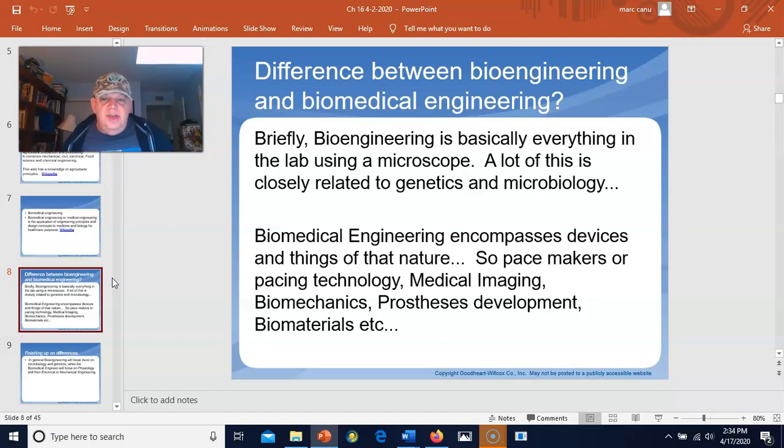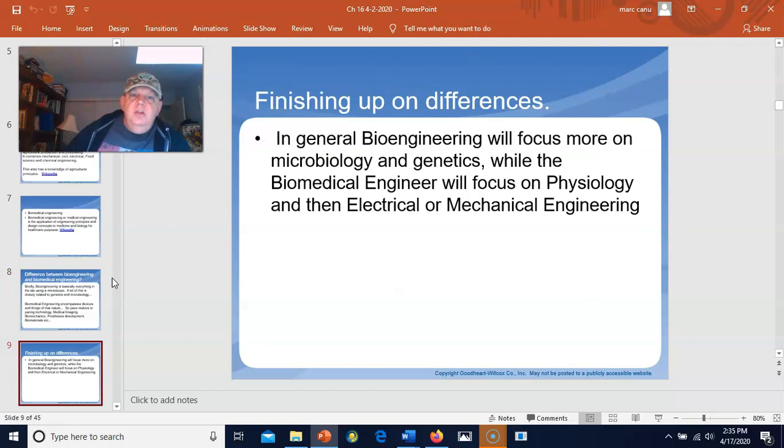Biomedical engineering encompasses devices and things of that nature. So pacemakers or pacing technology, medical imaging, biomechanics, prosthesis development, biomaterials. In general, bioengineering will focus more on microbiology and genetics, while the biomedical engineer will focus on physiology and then electrical or mechanical engineering. You may remember my former student Thomas when he came and talked to you guys, and he really said that you needed to know a bit of everything in order to do the things that he's doing today.